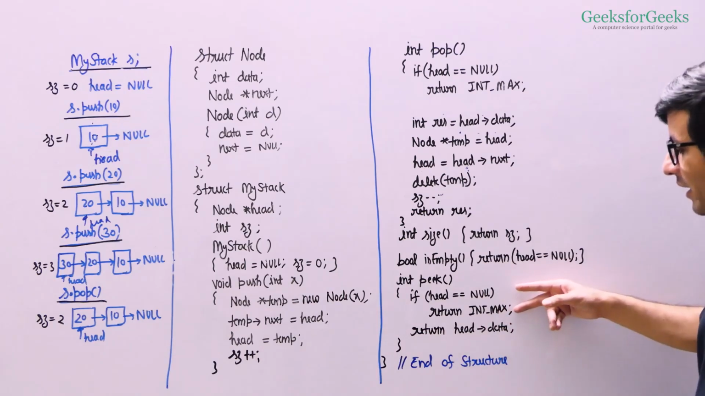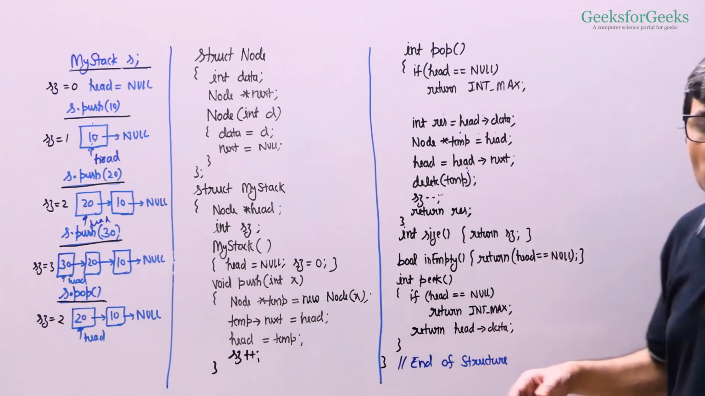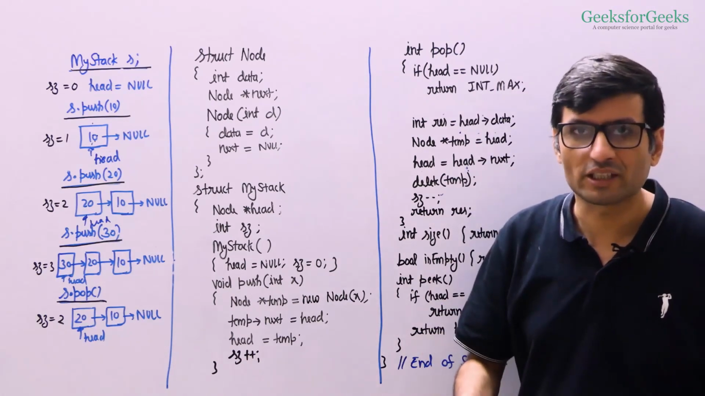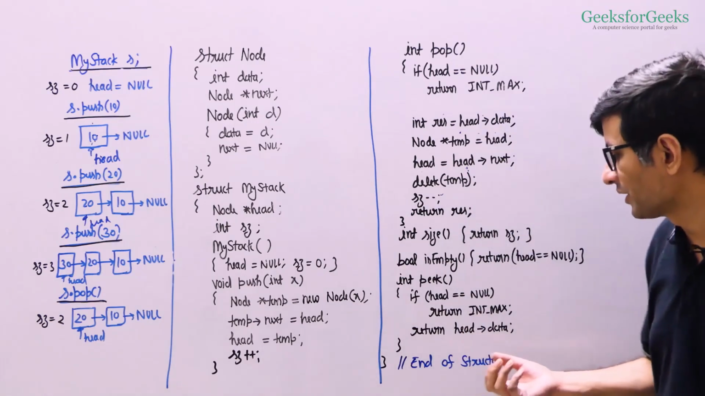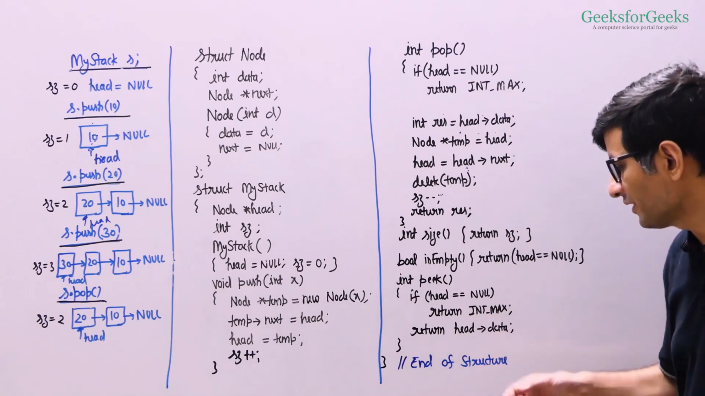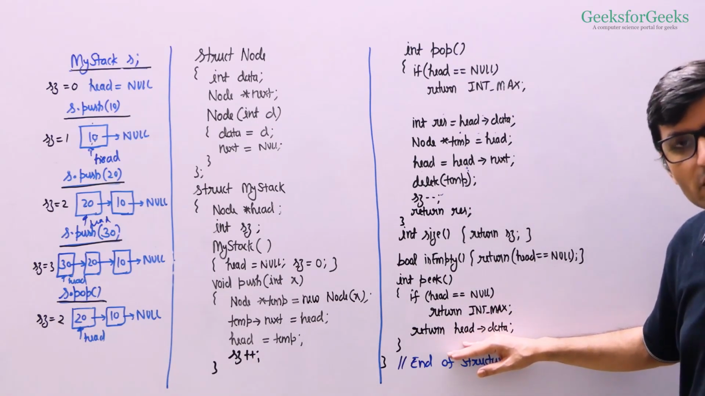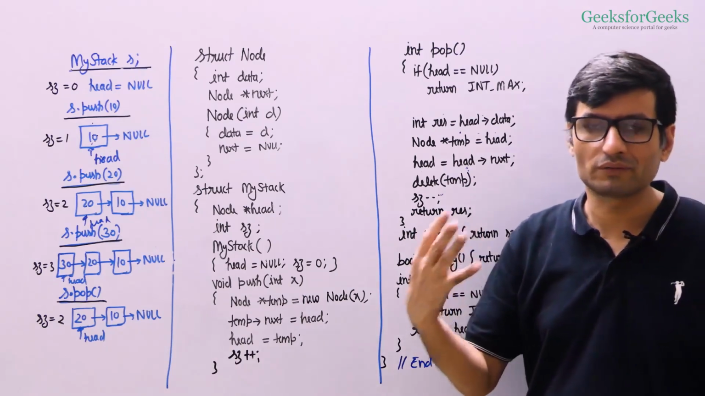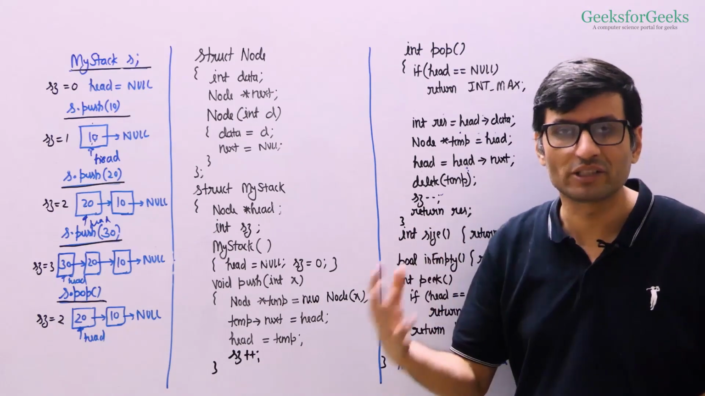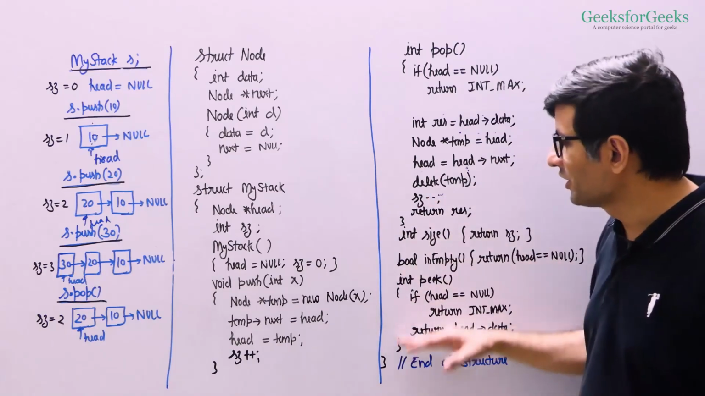So peek function might also have underflow. You might call peek on an empty stack. That should be a problem. So in that case, we return int max again, and in other cases, we simply return head data, because head data is the top of the stack or head of the linked list. So that's how all these functions work.